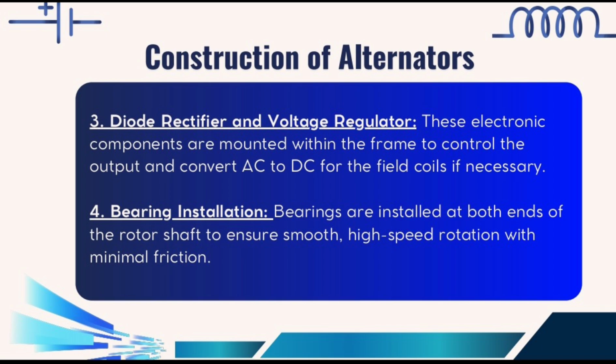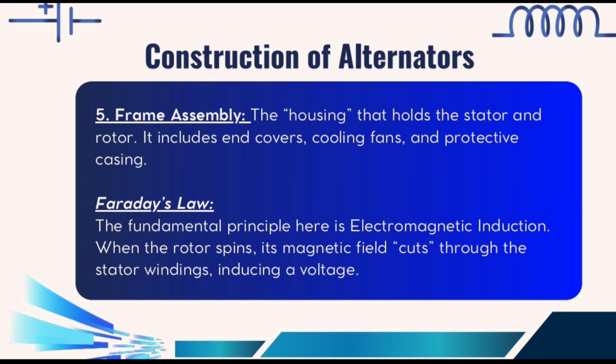So, the diode rectifier and the voltage regulator help control the electrical output of the machine. The rectifier converts AC to DC when needed, while the voltage regulator maintains a stable voltage. And for the bearing installation, bearings are placed at both ends of the rotor shaft to support smooth rotation and reduce friction during operation. And next is the frame assembly, the housing that holds the stator and rotor. It includes end covers, cooling fans, and protective casing.